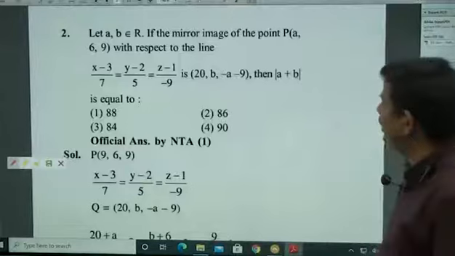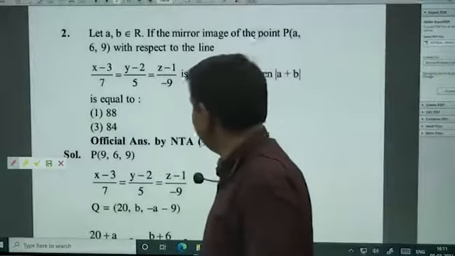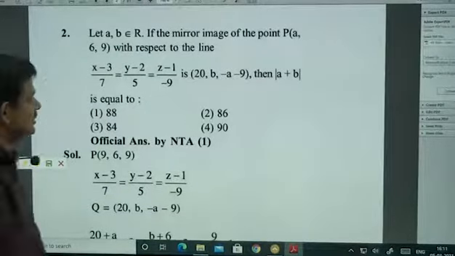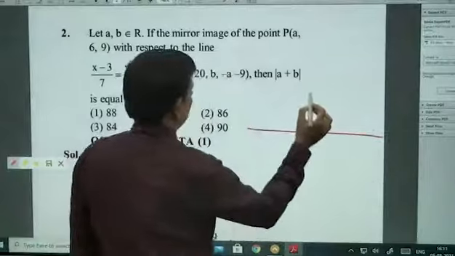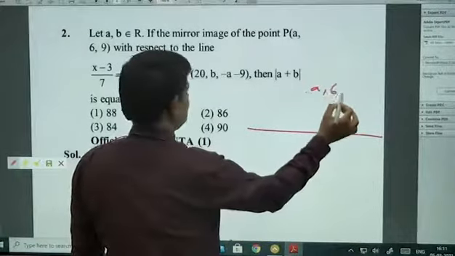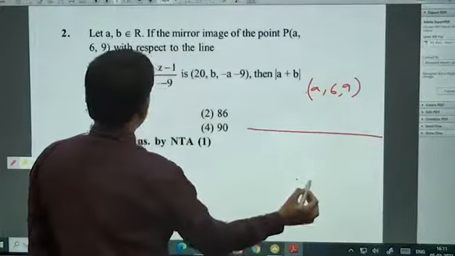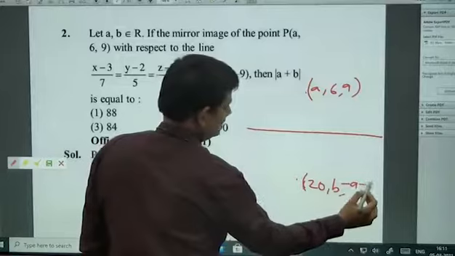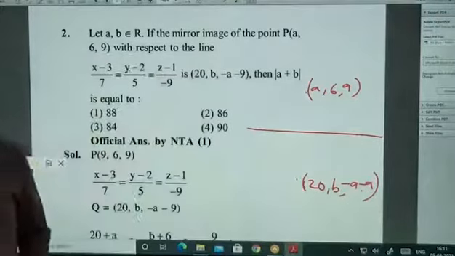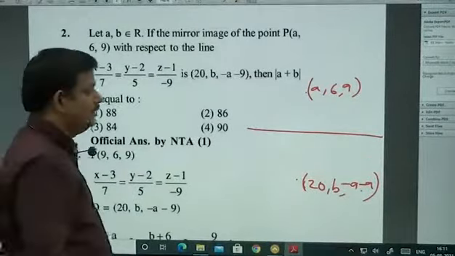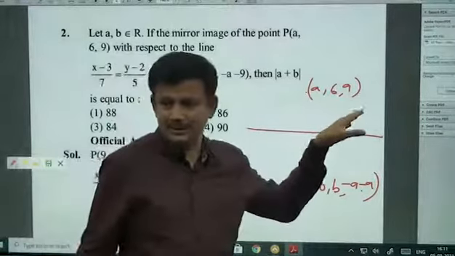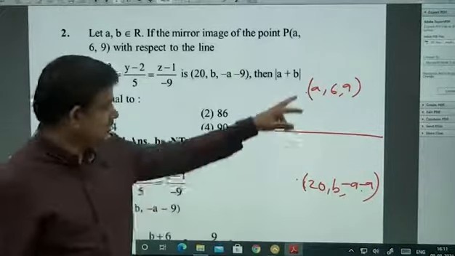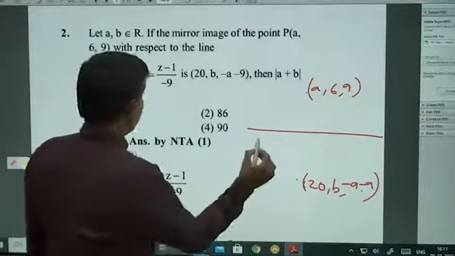Next question, A(6,9), mirror image is given. So there is a line given, one point is given as A(6,9), its mirror image is given to be (2B, -A, -9). Okay, so how to do this question? You have an unknown here. Had this been a number, you could have found the foot of the perpendicular and then the image, but this is unknown here.